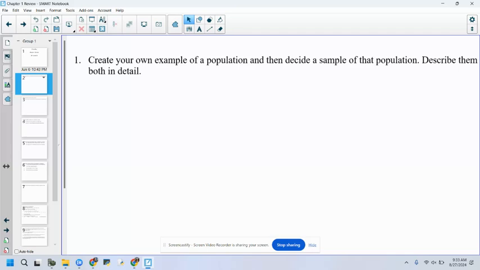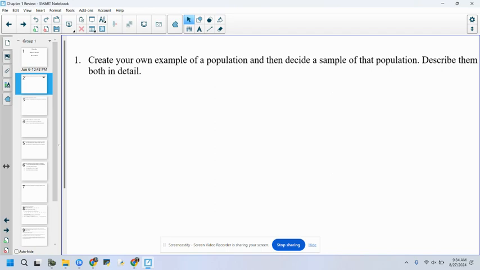All right, number one, create your own example of a population and then decide a sample of that population. Describe them both in detail. So what's an example of a population that you guys thought of? Remember, use the term all in this description. We said all U.S. gamers.